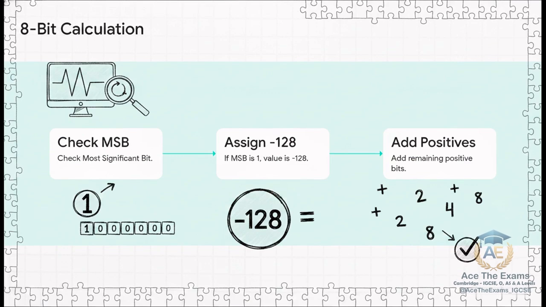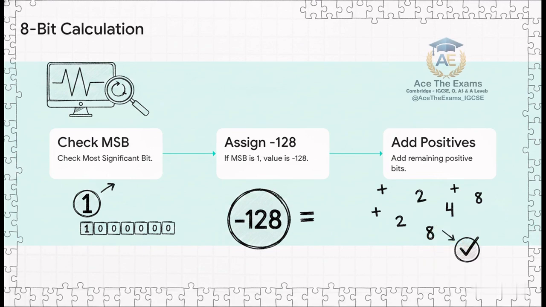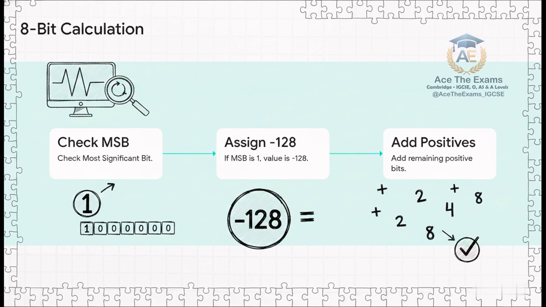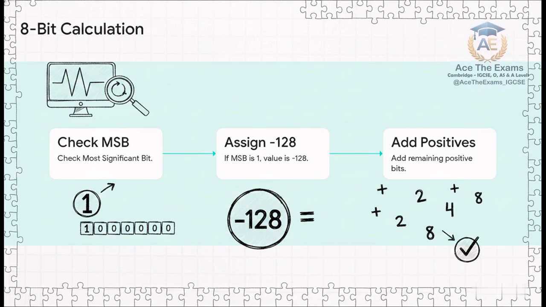So the trick to never losing precision here is to follow this exact mechanism safely and accurately. Step 1, check that most significant bit. Step 2, if it's a 1, immediately assign it a value of minus 128. Step 3, just add the remaining positive bit values together like you normally would. For example, if you have a 1 followed by all zeros, the answer is just minus 128. It's this step-by-step mathematical approach that the mark scheme rewards because it takes all the guesswork out of it.